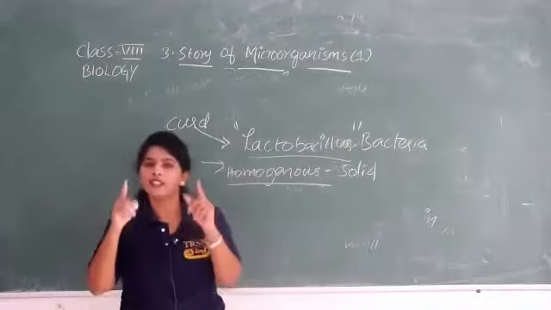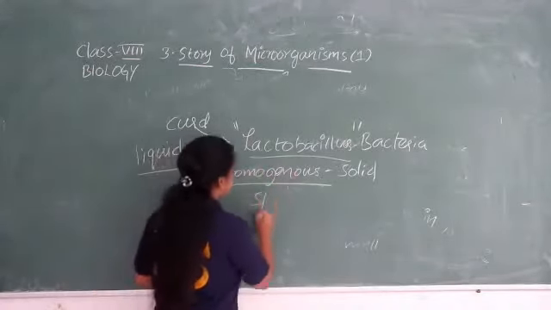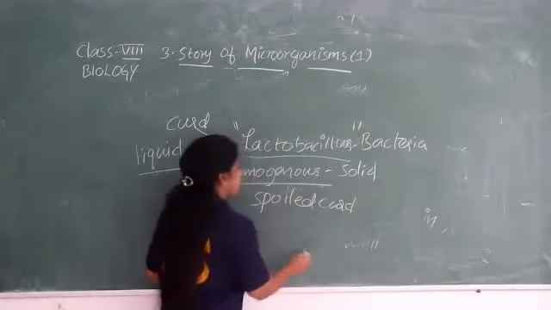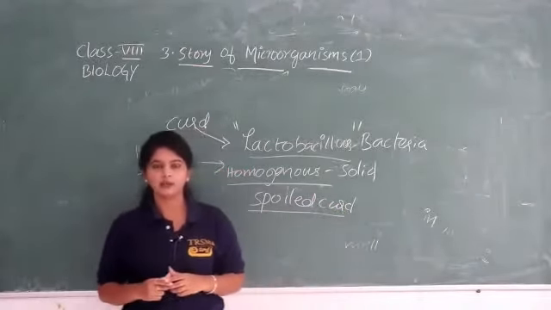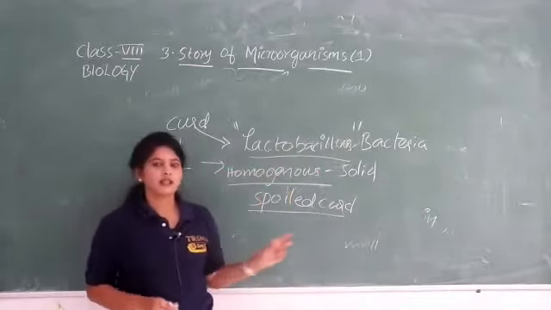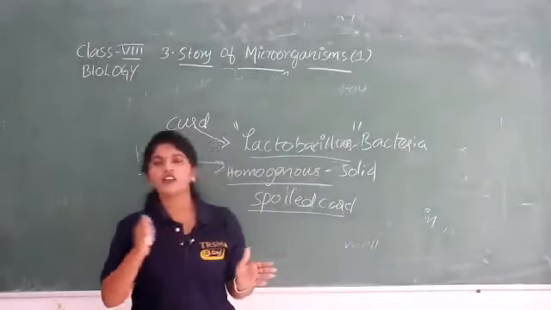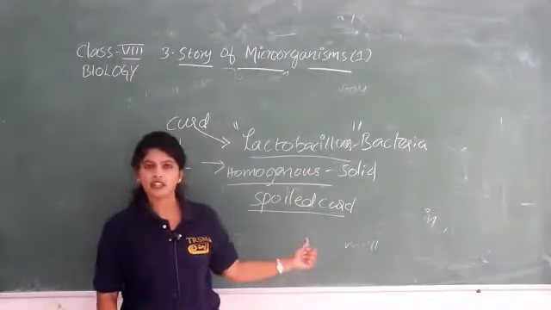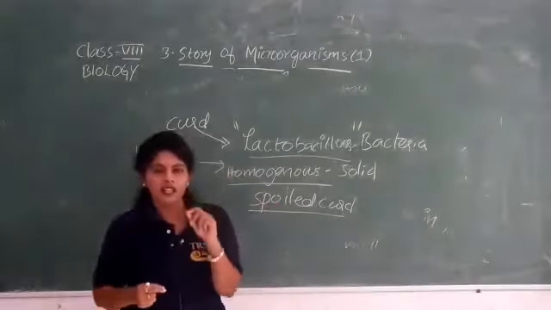For what? To observe the bacteria. So I will take the spoiled curd. For the experiment of observing the bacteria, you may take spoiled curd or buttermilk, because it contains lactobacillus bacteria. You can take curd or you may take other spoiled food also, but I'm taking the spoiled curd here.